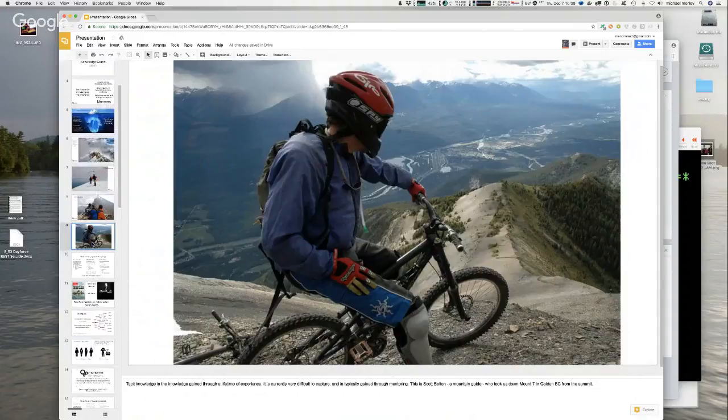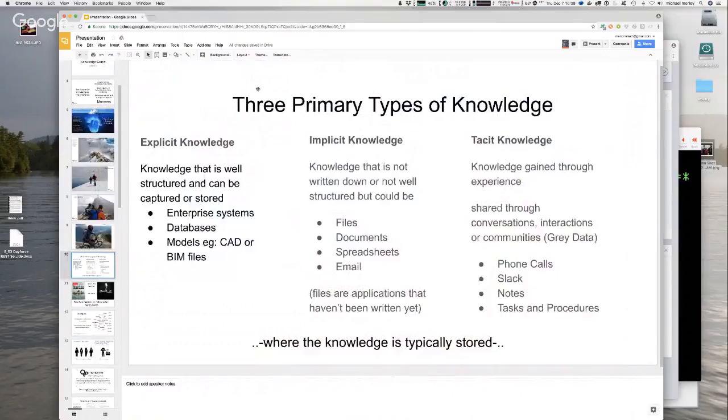So how does this relate to enterprise stuff? Well, what ends up happening is, in the world of explicit knowledge, this is typically your enterprise systems, your databases, modeling files such as CAD or building information management files, or in the oil and gas world, it'd be seismic models, that kind of thing. Implicit knowledge tends to fall into the category of files, documents, spreadsheets, email, or other things that aren't completely accessible, broadly speaking, or not well conformed.